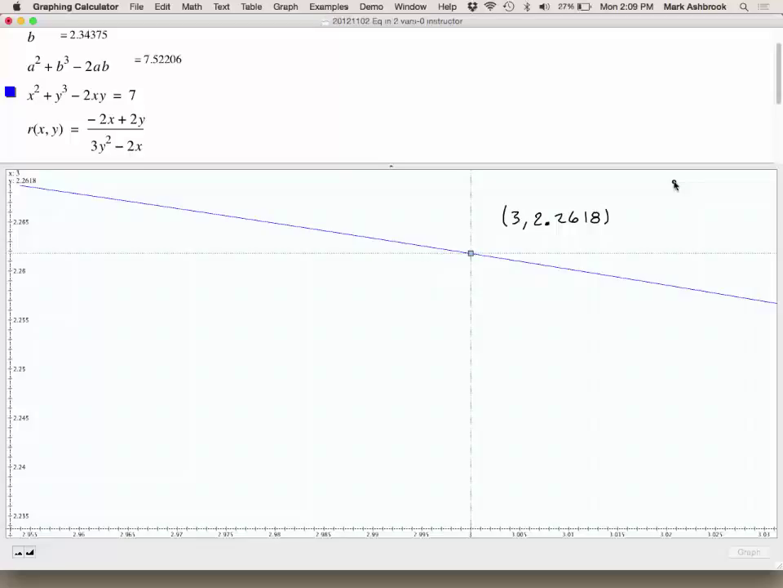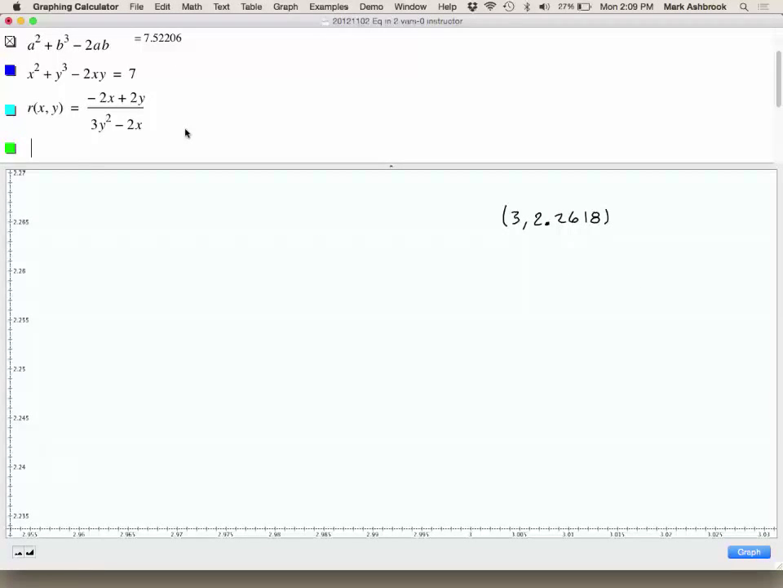Put the numbers into the equation? Yeah, so put the numbers into the equation. I've defined that function, so I can just use the GC to get me the value of R of (3, 2.2618). I get negative 0.158, basically.